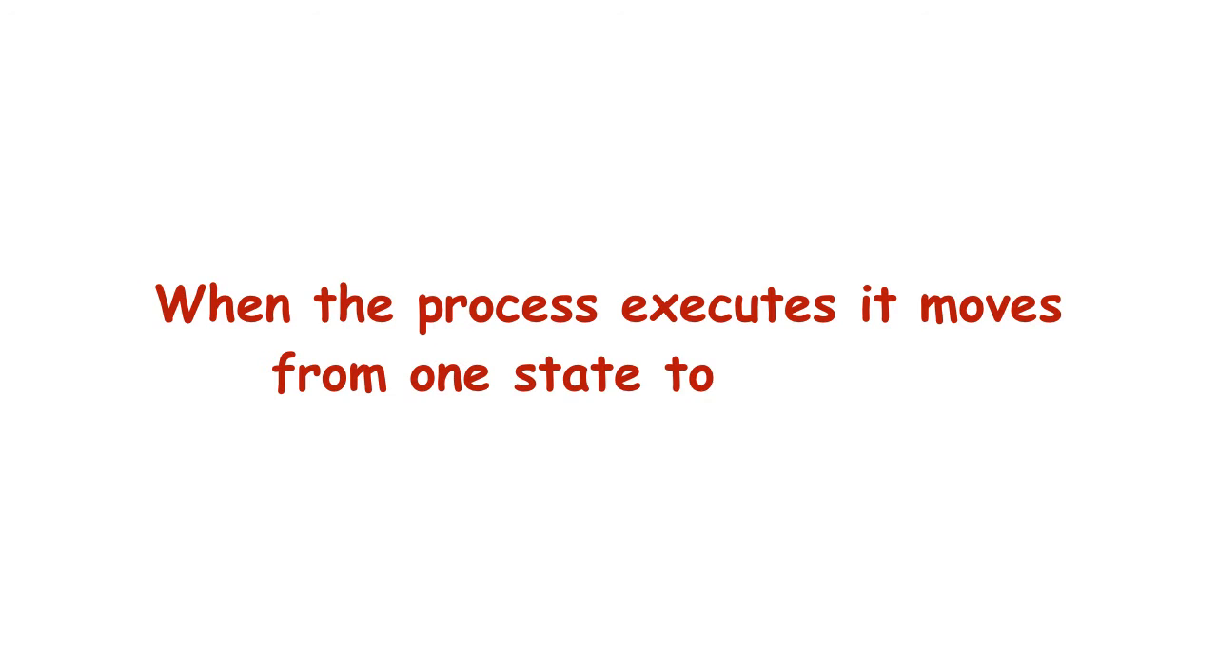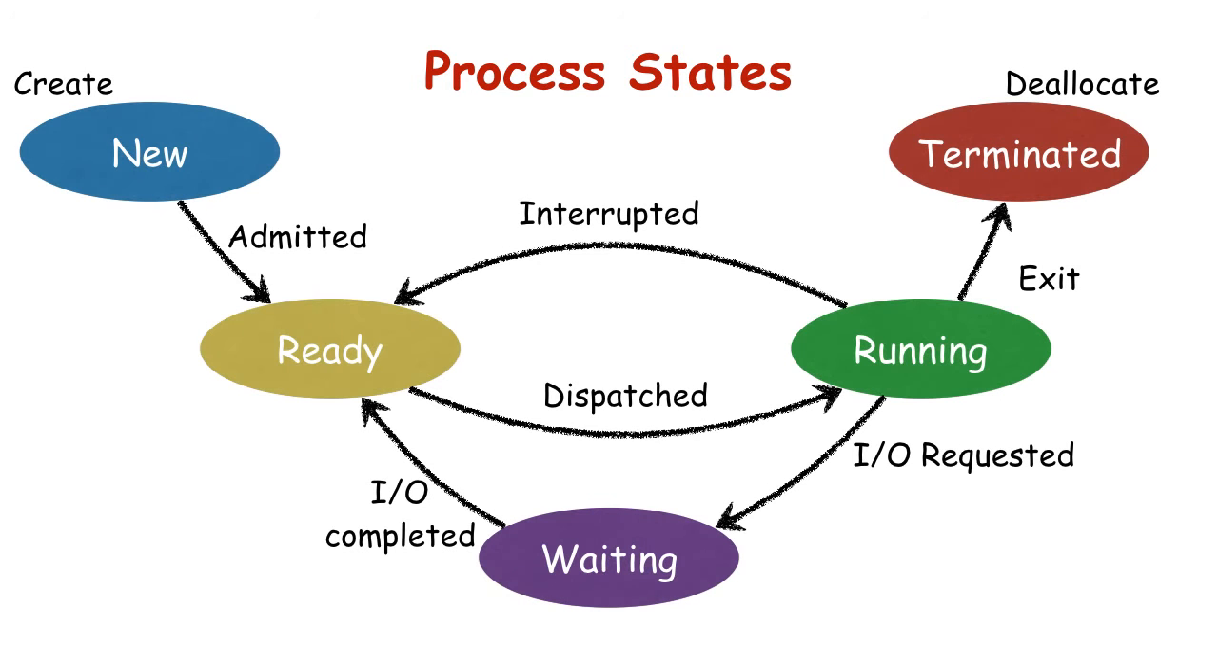When a process executes, it moves from one state to another. Process states. There are typically 5 process states: new, ready, waiting, running, and terminated. When a process is created, it is kept in the new state. When it is ready for execution, it is brought to the ready queue, present in the ready state, and from the ready state, it is dispatched to the running state.